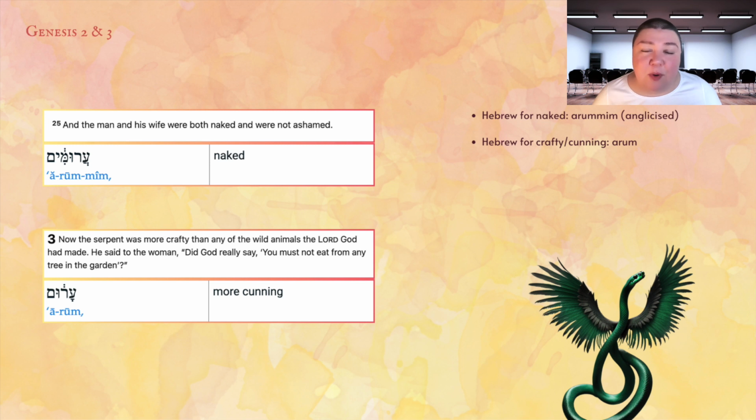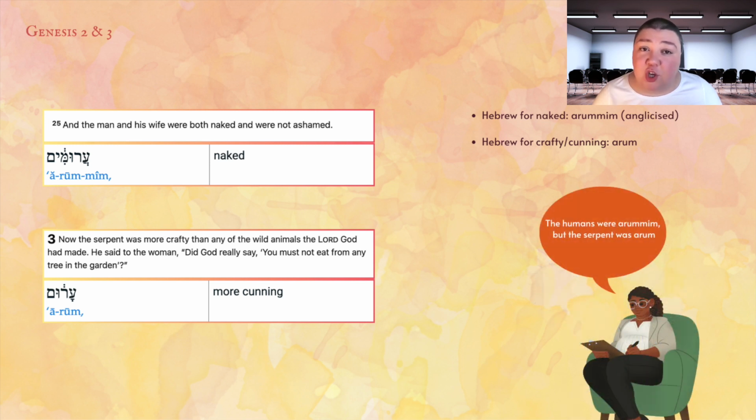You can hear the poetry of it when you say these words out loud. So the humans were arumim, but the serpent was arum. The wordplay is foreshadowing what's about to happen. The upcoming connection between the lack of shame human beings feel about their nakedness and how that will change because of the serpent's craftiness.